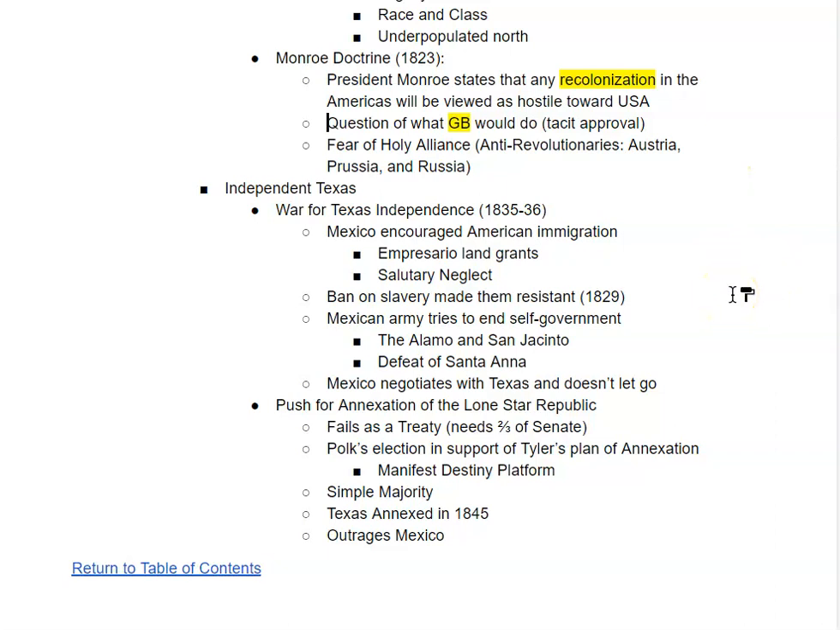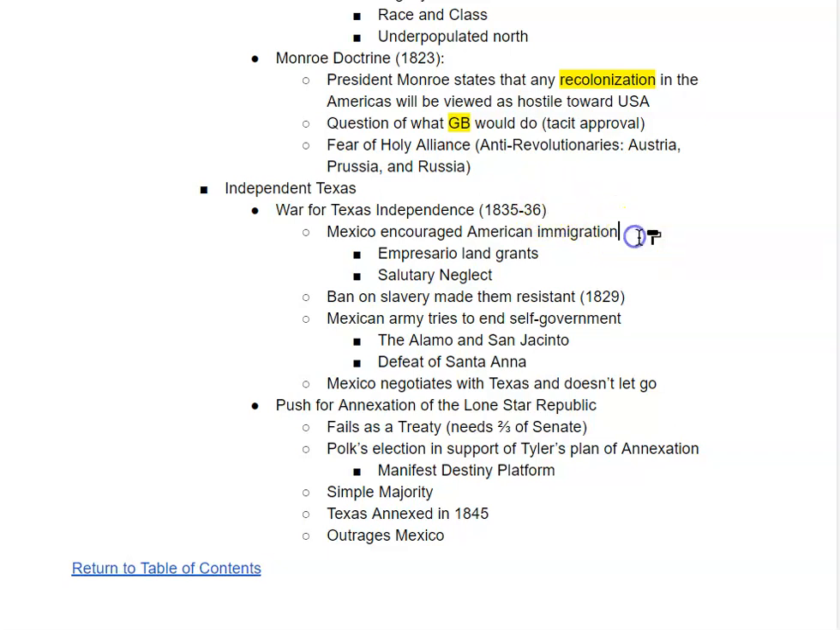So it brings us to the actual independence of Texas, our final topic for today. Texas itself engaged in a 2-year war for independence from Mexico. Texas was the northernmost province in Mexico, and the people there fought for independence and broke away and formed an independent country called the Lone Star Republic of Texas by 1836.